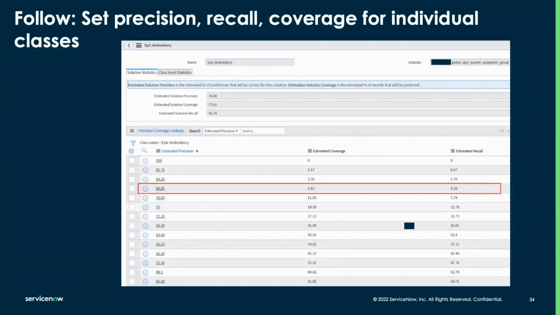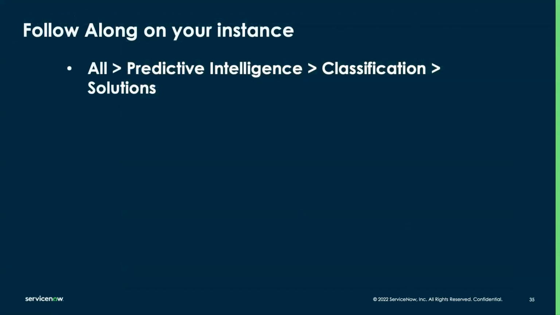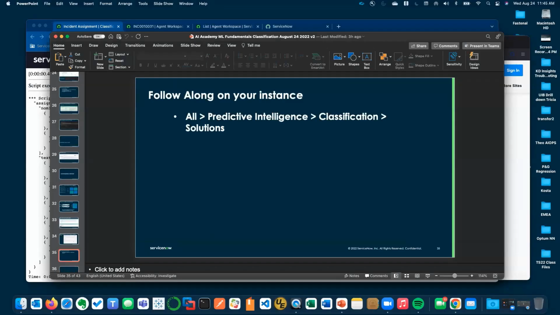Here, we can go into the trained solution, and we can go into each of the classes. Here I've got a particular class that I'm predicting, and we can pick the precision, the coverage, and the recall that I want. We'll look at that really quickly if we have time. But in order to do that, we'll go into all predictive intelligence classification solutions. So let's just do that really quickly.